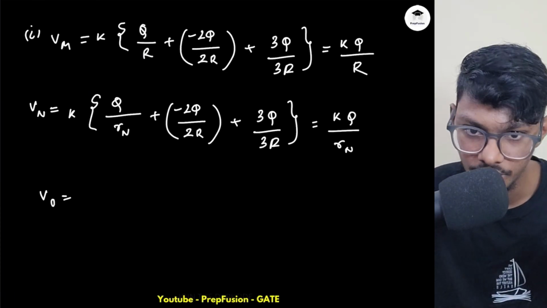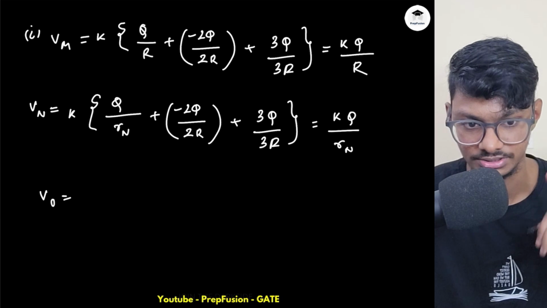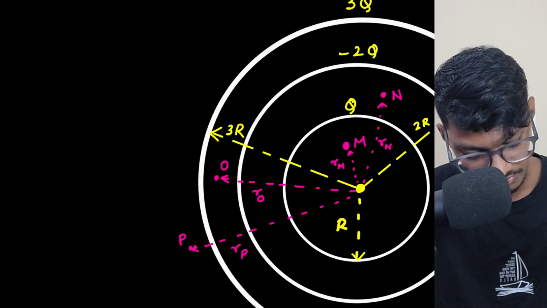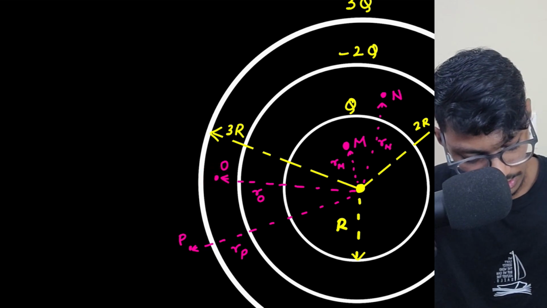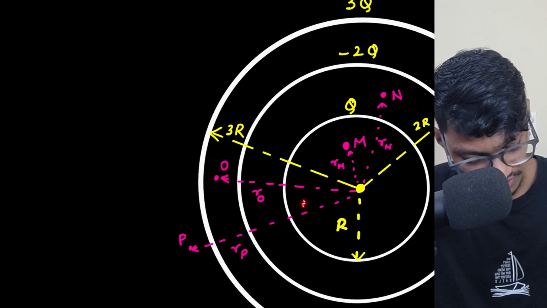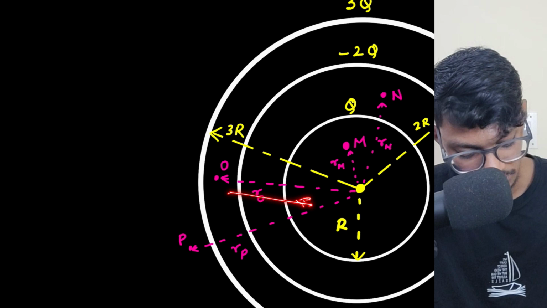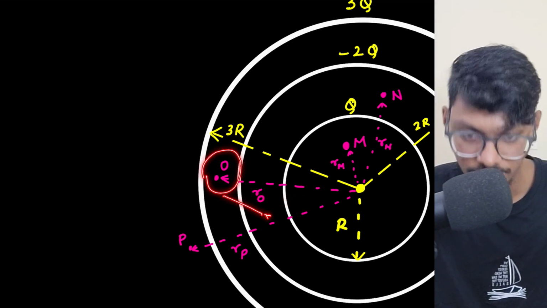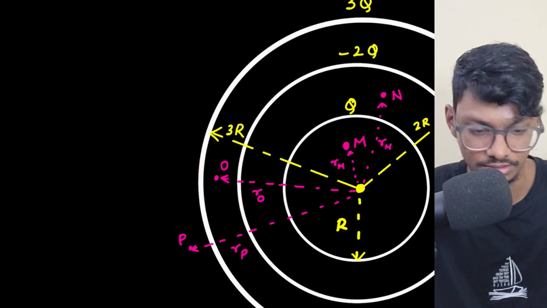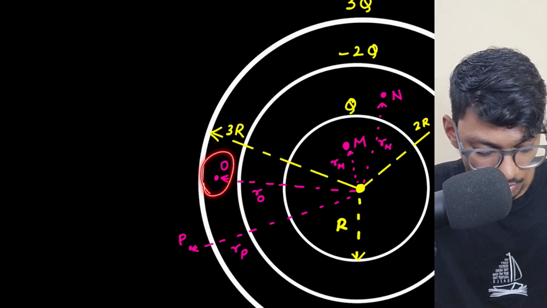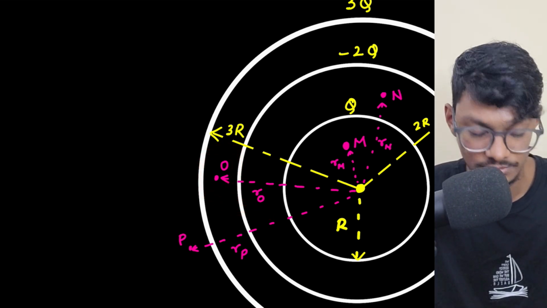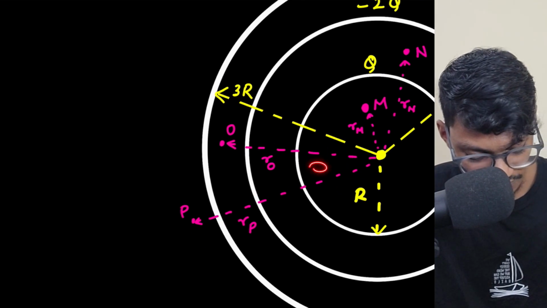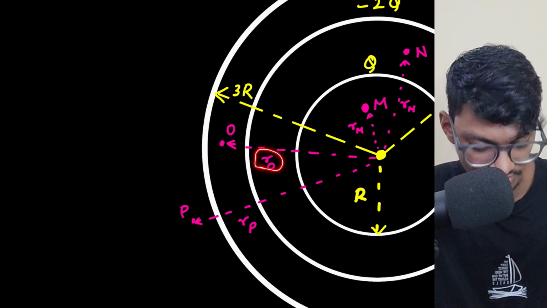Now all these are computed with respect to, remember, infinity reference. Again, K will be common. So here if I observe at point O, for the first sphere I am outside. This point O is outside the first sphere. For the second sphere I am again outside. So if I am outside, what will happen? The potential due to the first and second spheres will depend on the distance from the center of the spheres.